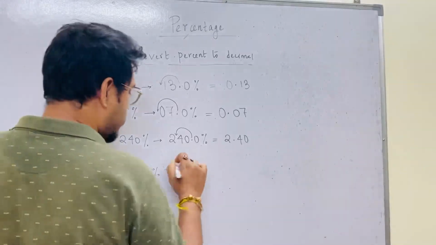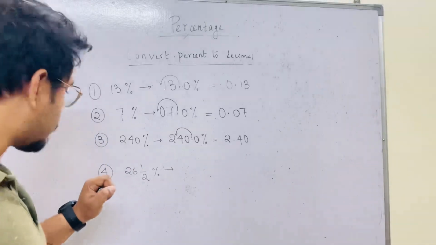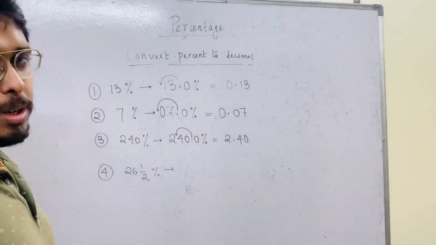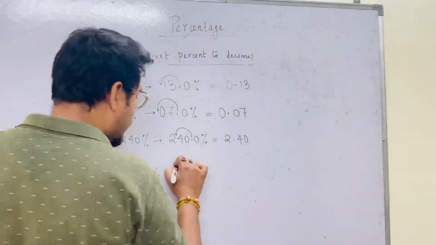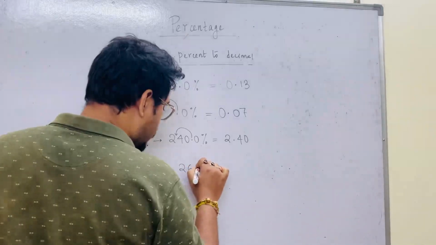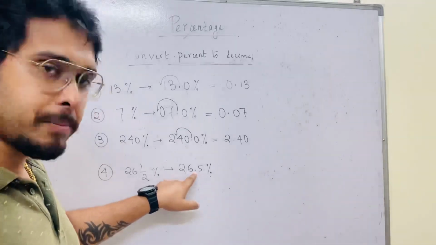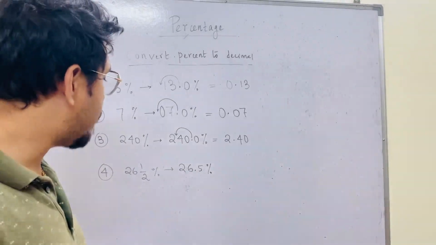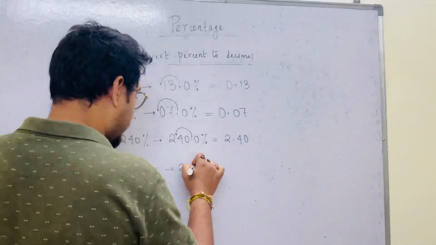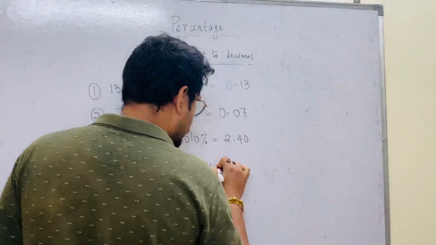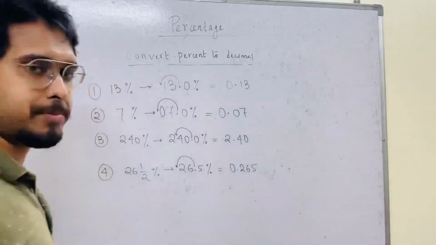Now 26.5%. This has a decimal part, but in this case it is not difficult, it is very easy. Why? Because it is 26.5%. This is the current position of the decimal point. Now if I have to find the decimal value, I have to move it two places to the left. So it is going to be 0.265. This is the answer.